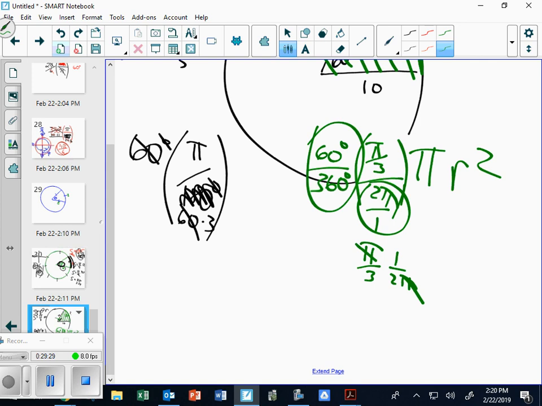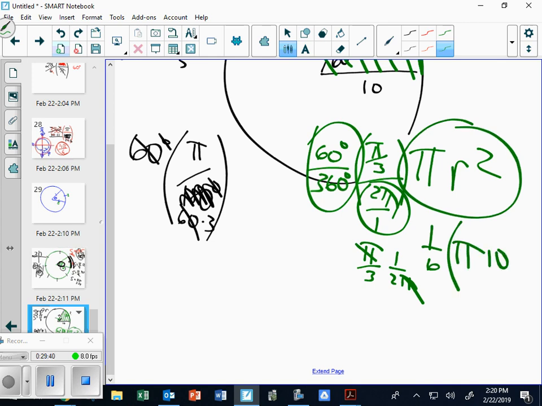All right, so my final answer on this one, I have 1/6 of pi r squared. 1/6 of pi r, what was r? 10 squared. So if I am allowed on this test to leave my answers exact, meaning I don't have to use a calculator, then I can say my answer is 1/6 times pi times 100. To clean that up, I should put the fractions together. 100 over 6 pi.